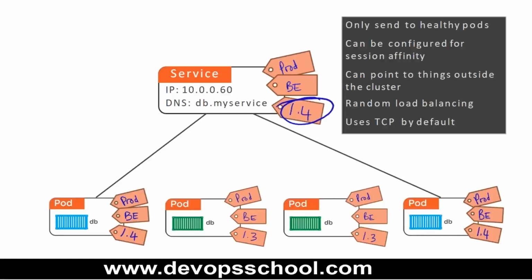So in this example, we will have 2 services, right? One for the DB, one for the front end. It is a good idea to have 2 services for this. So here you will have 1.4 and 1.3. But it's up to you whether you really want 1.3 to be running or you want it deleted.